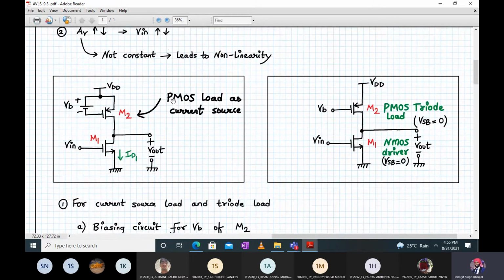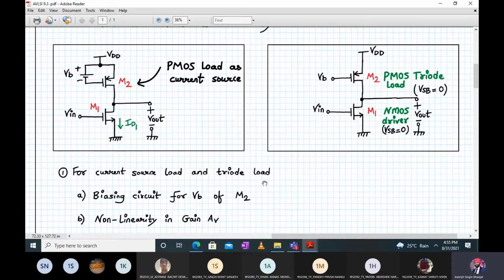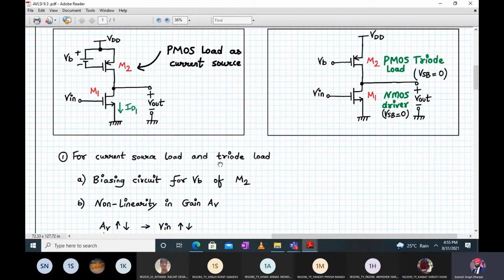Now let us compare common source amplifier with PMOS as a current source and common source amplifier with PMOS as a triode load. What are the problems? For both the current source load and the triode load, a biasing circuit is required for M2. So in this case, biasing is required for M2, and here also we require a biasing circuit for VB.